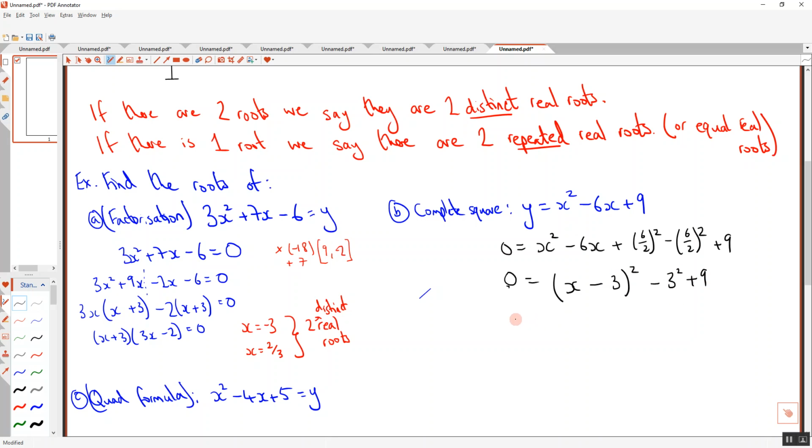So what is this giving me? What's this combined to? 0. Yep. So essentially I've got x minus 3 multiplied by x minus 3. So what are my roots? 3. So I've got 2 roots, but they're both 3, but they're repeated. So in this case I've got 2 repeated or equal real roots.